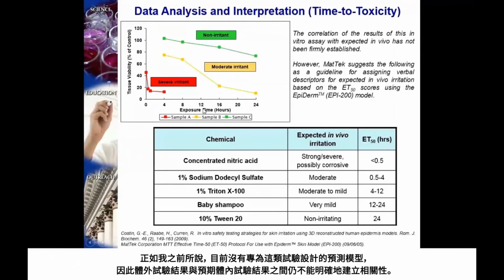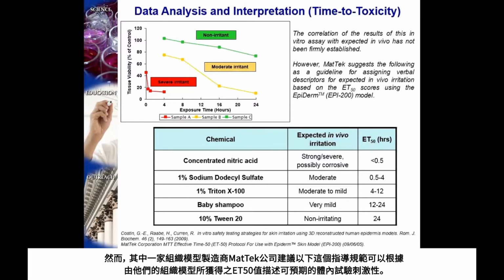As I said before, there is no prediction model generated for this type of assay. So the correlation of results with expected in vivo results has not been firmly established. However, for example, one of the manufacturers of tissue models, MatTek Corporation, suggested this guideline, if you will, for assigning verbal descriptors for expected in vivo irritation based on the ET50 values obtained with their tissue model.